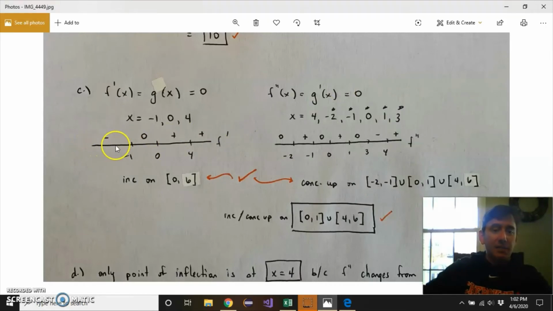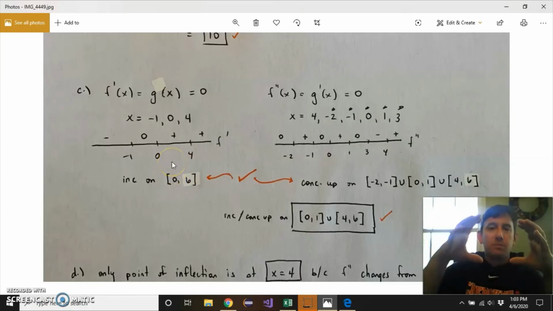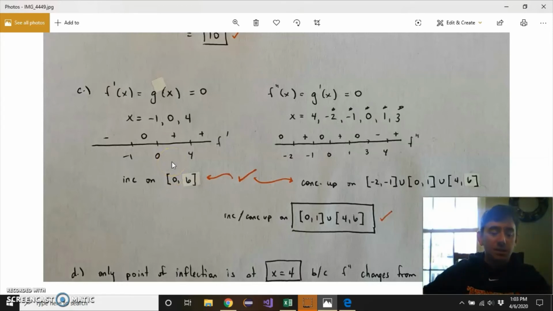F prime is negative this whole time, and then it's 0, and then it's positive, and then it goes right back to being positive. So we are increasing on 0 to 6. It doesn't really matter if you're including 0 and 6 or not. No one really cares. So open brackets, close brackets, it does not matter. Okay, so we're increasing on 0 to 6.